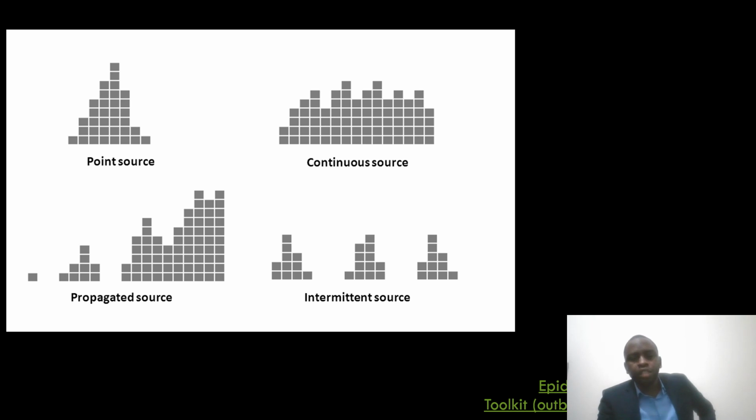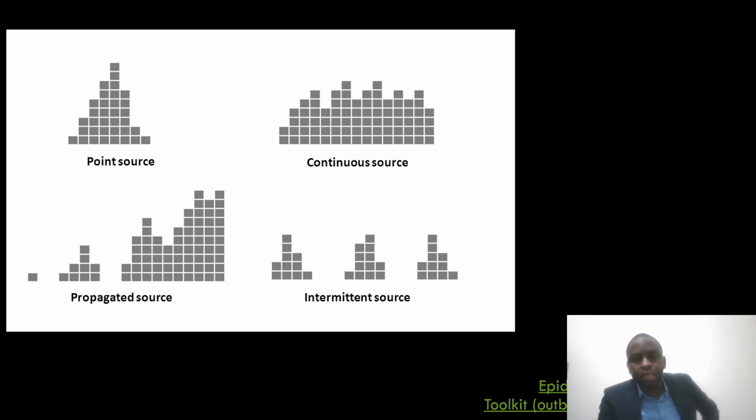Then we have continuous source, okay? In a continuous source epidemic, there are multiple points of infection, so it's not localized. You can see that the curve goes up, comes down a little, goes up, doesn't have any particular pattern, it just keeps on going, right? Then you have propagated epidemic. In a propagated epidemic, infection is being transmitted from one person to another. You can see the rise in the number of cases, and they are all separated by one incubation period apart.